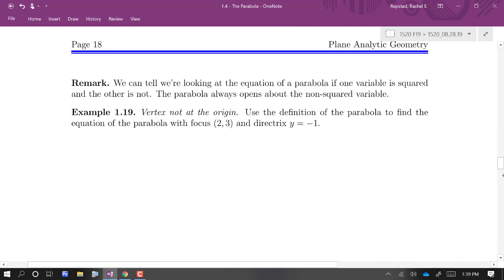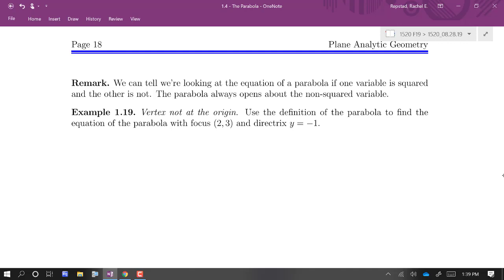So we're going to do an example now where the vertex is not at the origin. We're going to do it by using the definition of the parabola. By definition, we mean that part in the beginning where we talked about how what makes something a point on the parabola is that that point will have the same distance to the focus as it does to the directrix. In this case, they're giving us the focus and the directrix. Geometrically, a parabola is defined by those two things, and if I know what they are, I should be able to get the equation. So that's what we're going to do here.